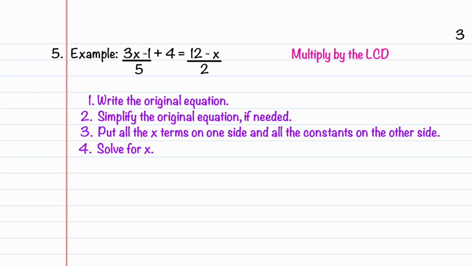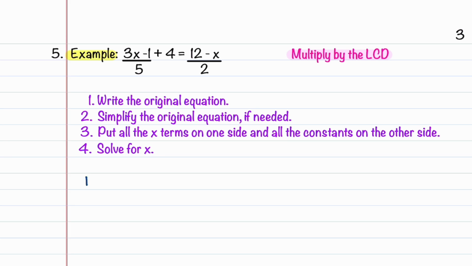Let's now look at another example. This example is a lot more complicated because it has fractions in it. I wrote over here a reminder for when you do these types of problems. Whenever you have a problem that has fractions in it, what you're going to have to do is multiply by the least common denominator. And we'll go through that as we walk through this example.